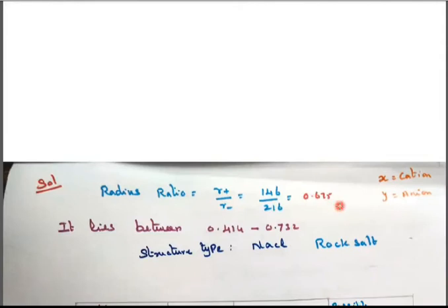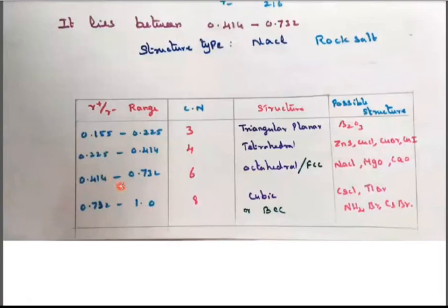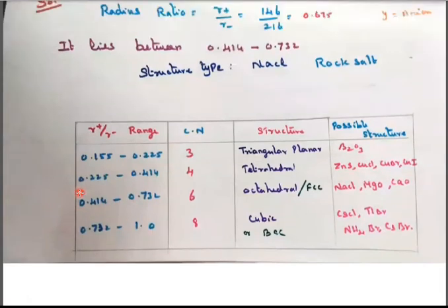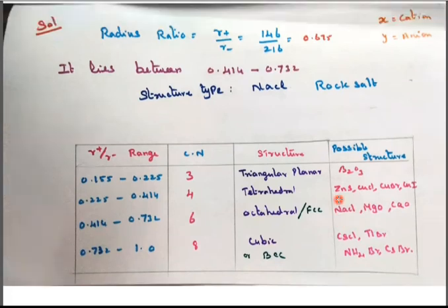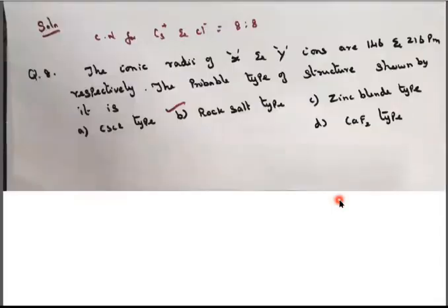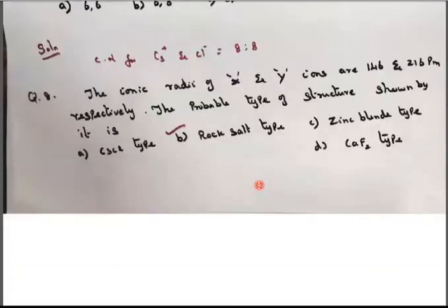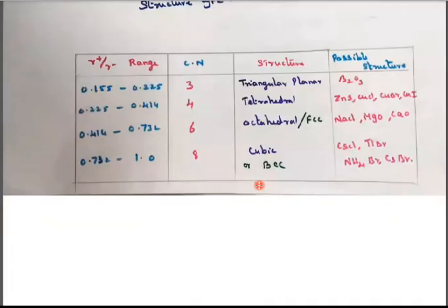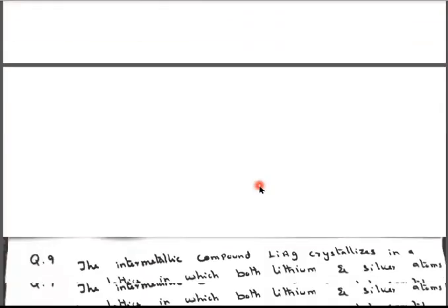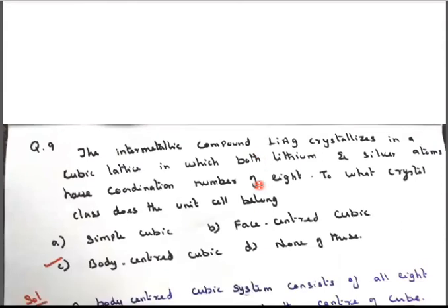This 0.675 falls between 0.414 and 0.732. It lies in the octahedral structure, that is FCC, which is nothing but sodium chloride, rock salt. So the question is nothing but rock salt type. Come to the next question.